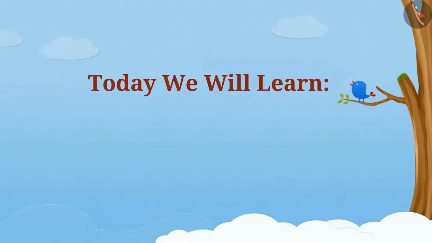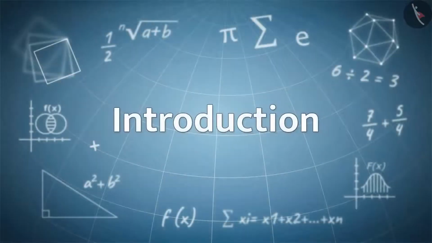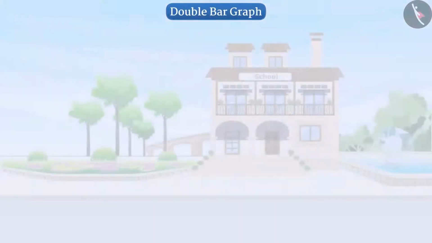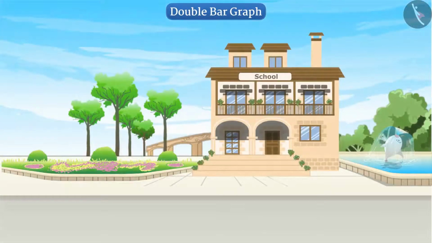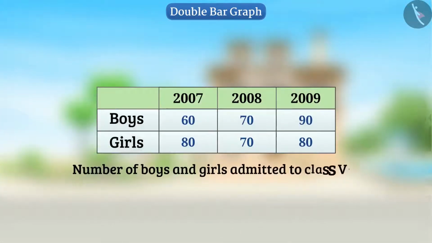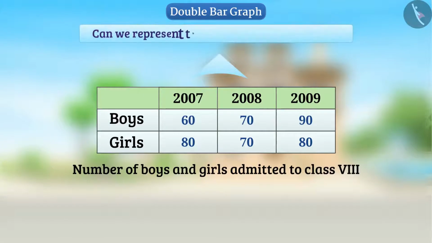Today we will learn double bar graph. Let us understand the double bar graph with the help of an interesting example today. The number of boys and girls admitted to class 8 in different years in a school is presented in this table below. Can we represent these figures as a bar graph?